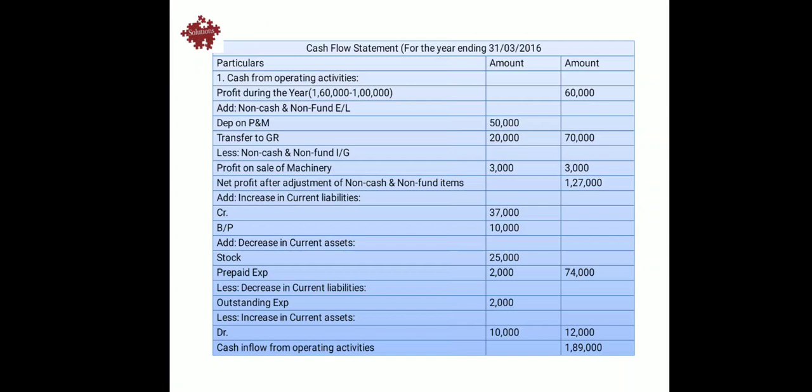So what do we have to prepare? We have to prepare the cash flow statement for the year ending 31st March 2016. So very first we need to calculate cash from operating activities, and for that, as we did earlier while calculating fund from operations, we need to take the profit.